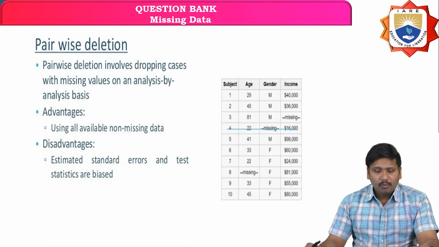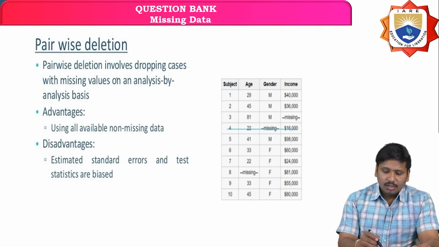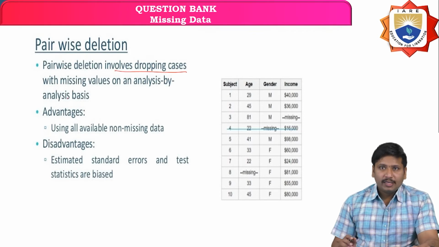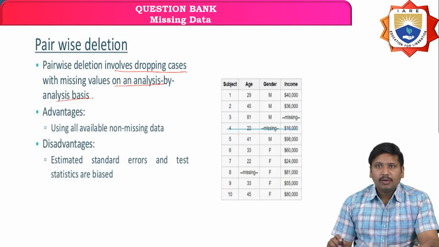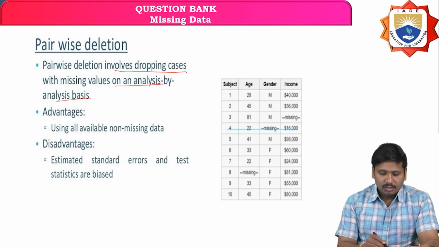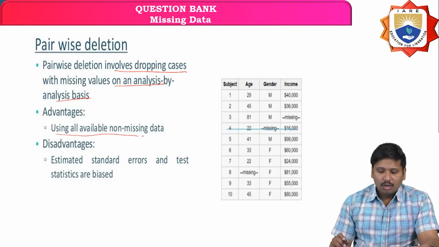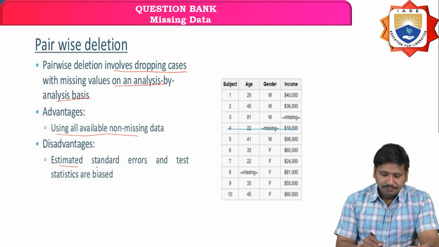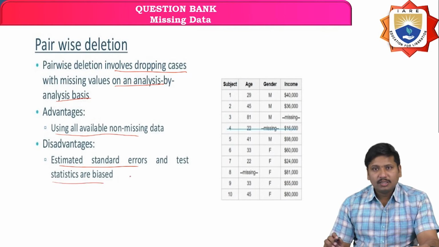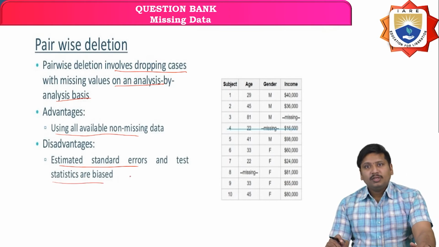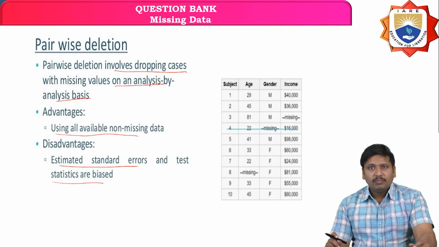The next one is pairwise deletion. Pairwise deletion involves dropping cases with missing values on an analysis-by-analysis basis. The advantage is that it uses all available non-missing data. The disadvantage is that standard errors have to be estimated and the statistics can be biased. These are the disadvantages of this method.